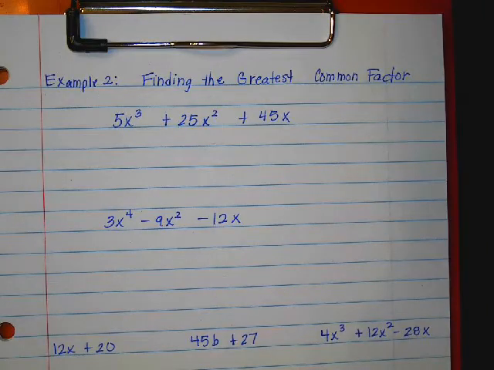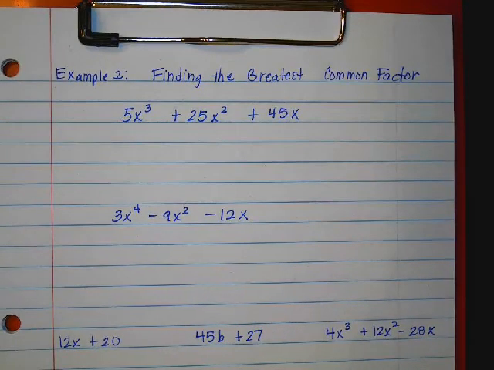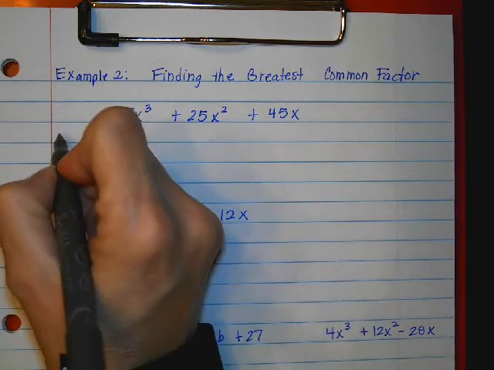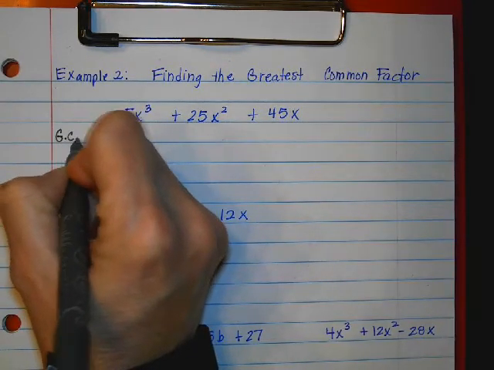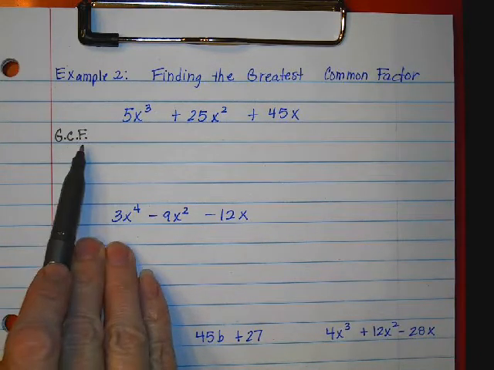Alright, we're going to go ahead at this time and do example 2, which is going to be finding the greatest common factor. So we have to first understand what a greatest common factor is. A greatest common factor is when we look at our coefficients and then we look at our variables. So there's two different things. To do this, you're going to need to find the GCF. That's what greatest common factor stands for, GCF.